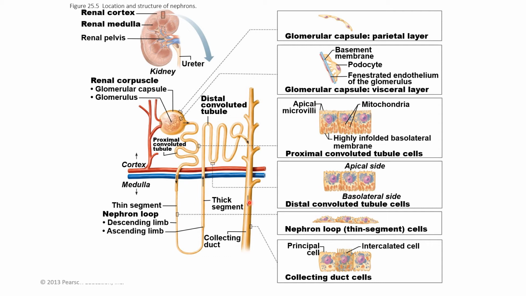By the way, that collecting duct right here, notice how it has so many branches. That's because many nephrons can drain the filtrate into one collecting duct. And again, all of this is up here.